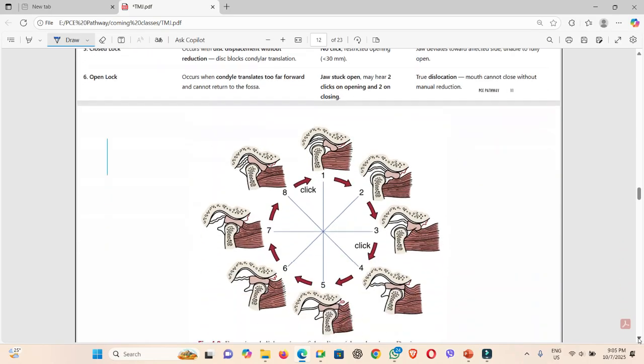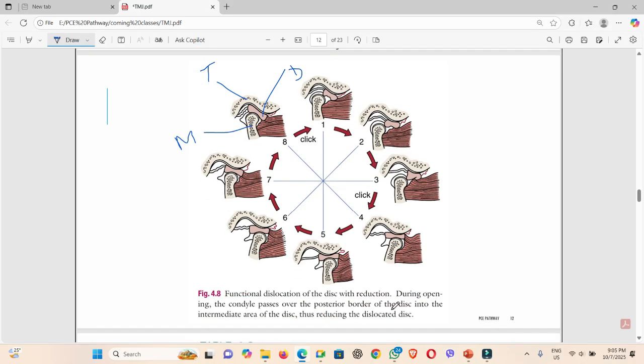Before going to this slide, as you have asked, this is the condyle, right? The rotation component happens in the lower compartment. We read that it is the first movement. So the condyle moves over the disc. This is the disc, this is the temporal bone, the mandible is down, and this is the disc. So this picture is actually a functional dislocation of the disc.